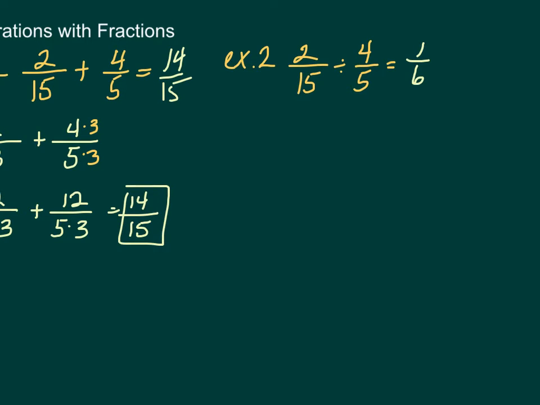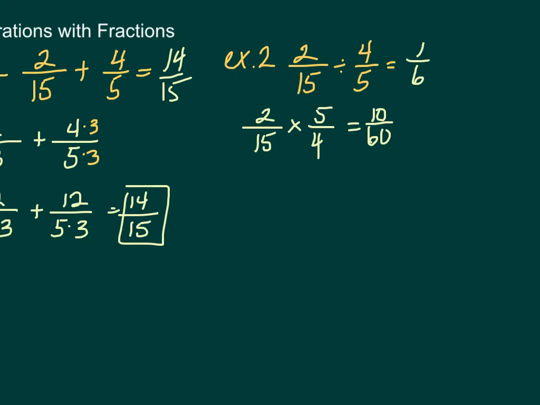For the second one, I'm probably going to multiply by the reciprocal instead of divide by the fraction. I think that technique is a little bit easier. So I'm going to turn this into 2 over 15 times 5 over 4. And you could, if you wanted to, multiply straight across and get 10 over 60. But I'm actually going to factor first so that I can simplify, because I think it's going to make my life a little bit easier.